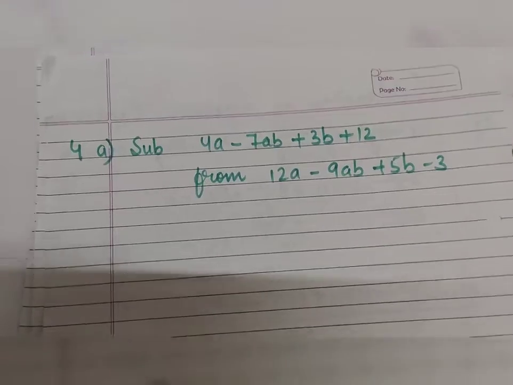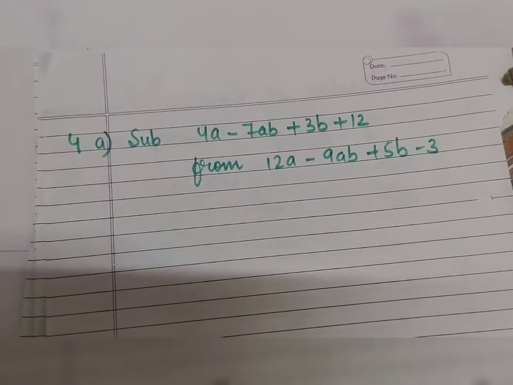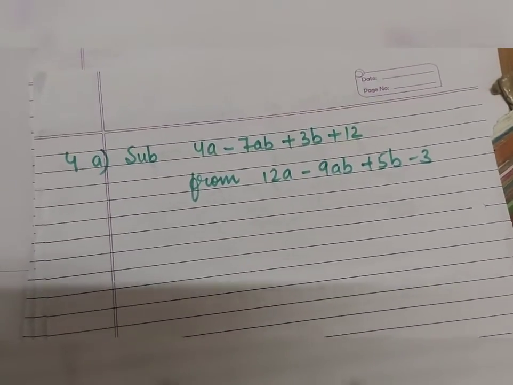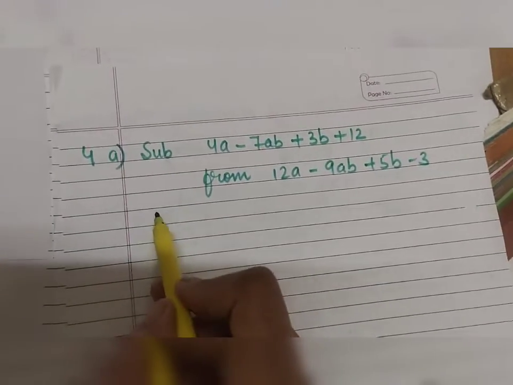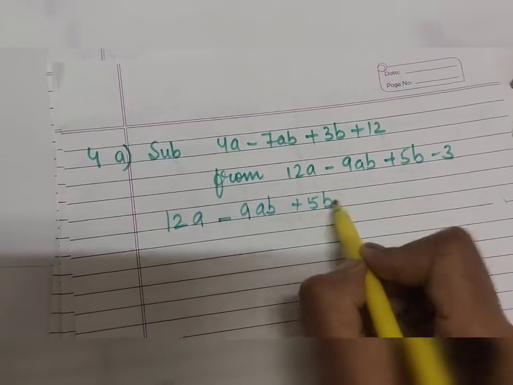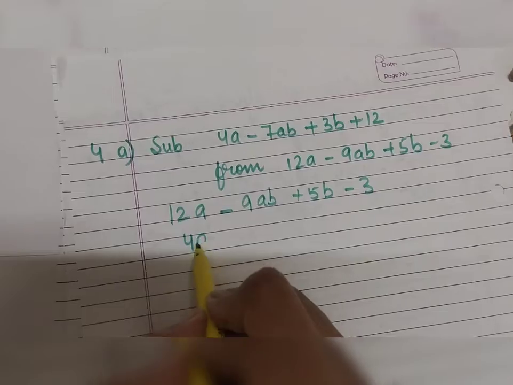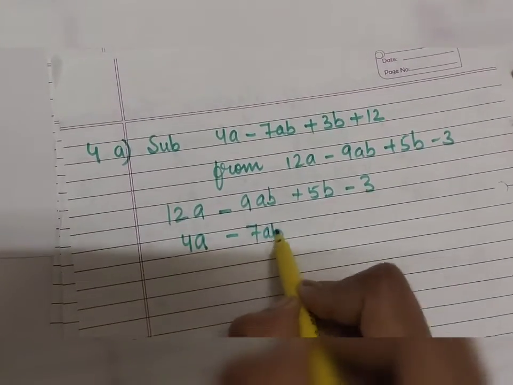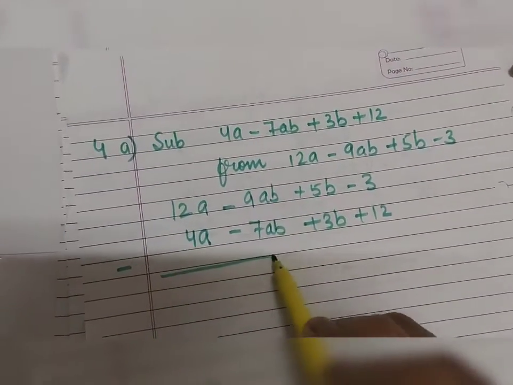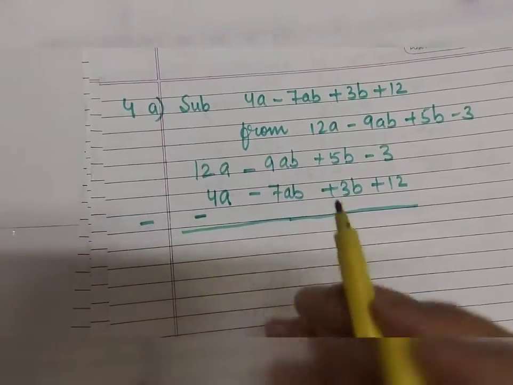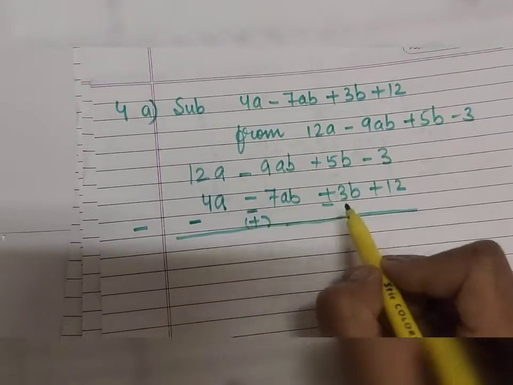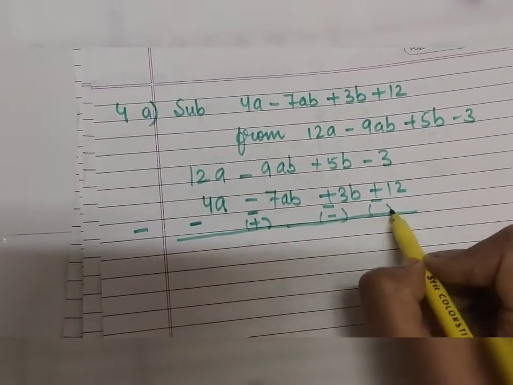Now taking the fourth question. We have to subtract 4A minus 7AB plus 3B plus 12 from 12A minus 9AB plus 5B minus 3. From part we will write first 12A minus 9AB plus 5B minus of 3. We will write 4A here, minus 7AB plus 3B and plus of 12. We are going to subtract, so we will have to change the sign here. This 4 will have a minus sign, and after minus we will have a plus sign. After minus we will have a minus sign.